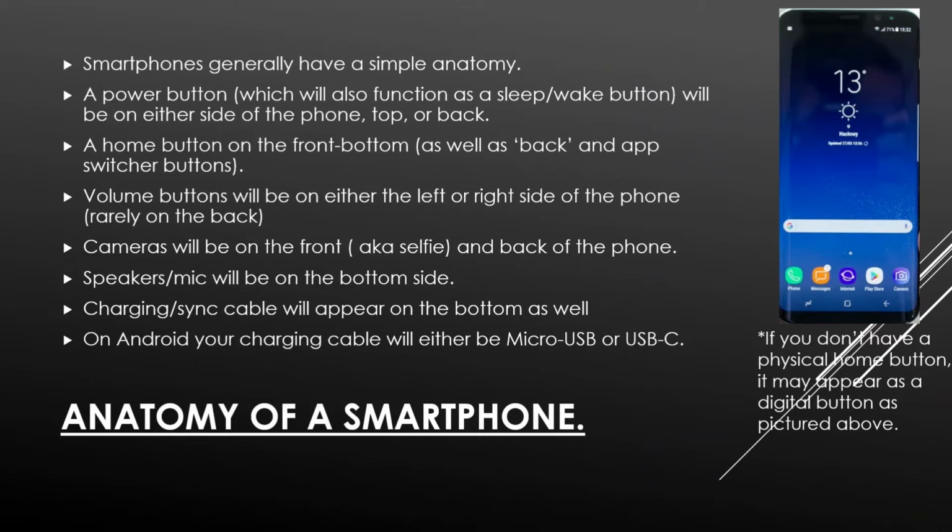Smartphones generally have a simple anatomy. A power button, which also functions as a sleep or wake-up button, will be on either side of the phone, top or back. A home button on the front and bottom, as well as back and app switcher buttons. Volume buttons will be on either the left or right side of the phone, and they're rarely on the back. Cameras will be on the front for selfies and the back of the phone. Speakers or mic will be on the bottom side. The charging sync cable will appear on the bottom as well. On Android, your charging cable will either be micro USB or USB-C. Note, if you don't have a physical home button, it may appear as a digital button as pictured above. In that picture, the home button will be the square icon in the bottom center of the screen.